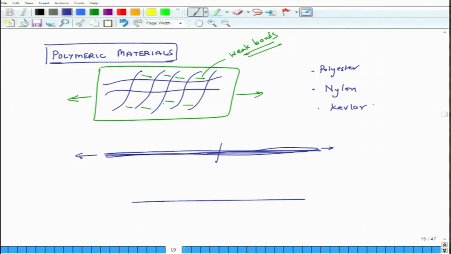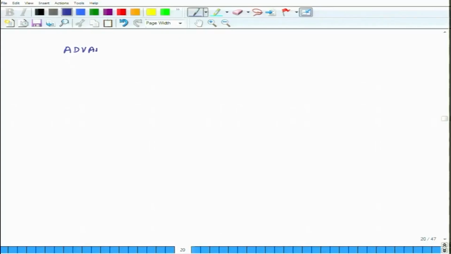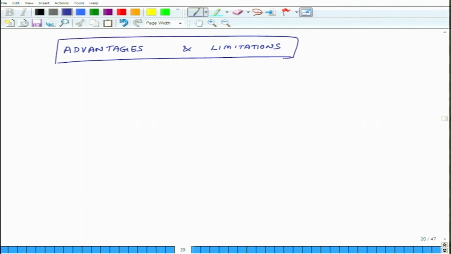Next, what we will do is we will look at and compare advantages and drawbacks of different composites. So, we will look at advantages and limitations of composite materials. What are some of the important advantages and limitations of composite materials?